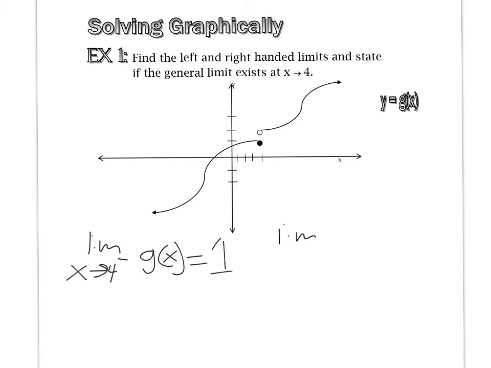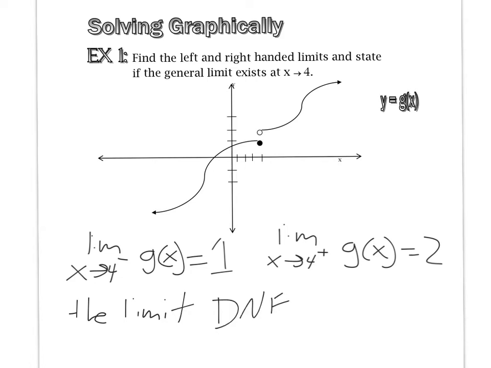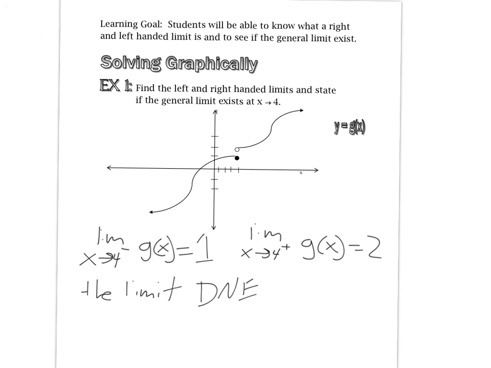Now, what is the limit as x approaches 4 from the positive side, or from the right? And this is also of g of x. Well, we can follow it from the right side and we can see that it approaches 2. So we see that it equals 2. And now they ask us to state if the general limit exists at x equals 4. Well, we can see that from the left it's 1 and from the right it's 2. Since they are not equal, we can say that the general limit does not exist. Because in order for it to exist, these two things have to be exactly the same. That's kind of all there is to it. Alright, let's take a look at the next page.